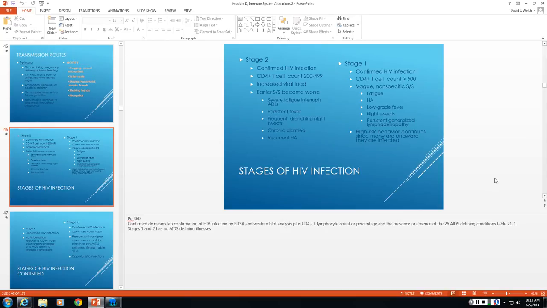Now, stage 2, you're also going to have confirmed HIV infection. The CD4 and T cell count is going to be anywhere from 200 to 499. These people are going to have an increased viral load. So your earlier signs and symptoms are going to become worse. They're going to have severe fatigue that interrupts their ADLs. Usually going to have a persistent fever. They're going to have frequent drenching night sweats, chronic diarrhea, and recurrent headaches.